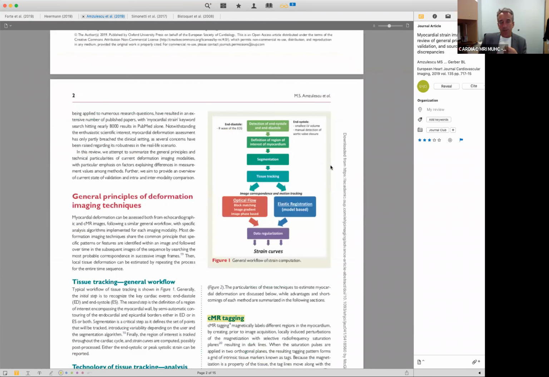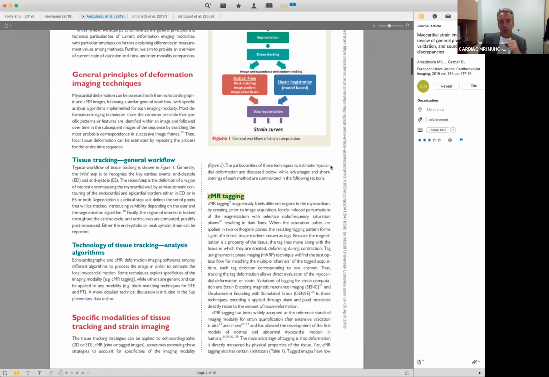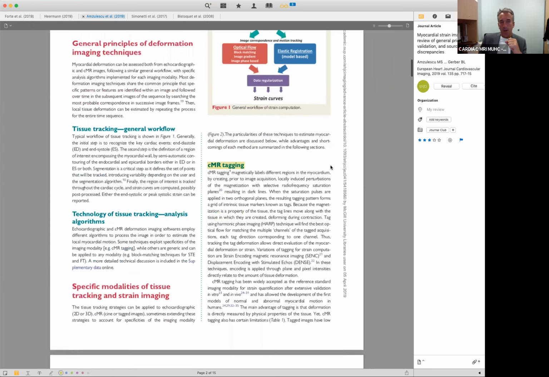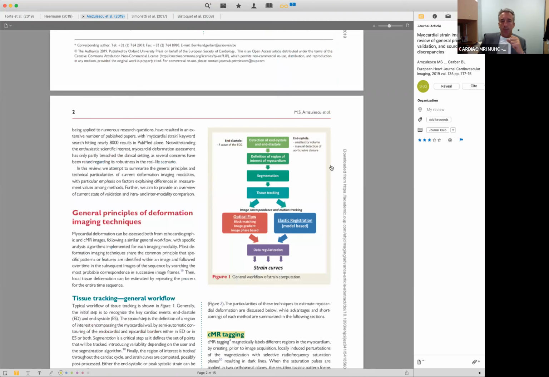In order to measure deformation, you somehow have to have information about the spatial position of a point in the myocardium, and then track how it is moving over the contraction. So you somehow have to have information on the position of a pixel in space, and then how it deforms. One way of doing that, and that was the first in MR, and we'll focus mostly on MR, is CMR tagging. But before that, I wanted to point to this figure here. Hope you can all see that.